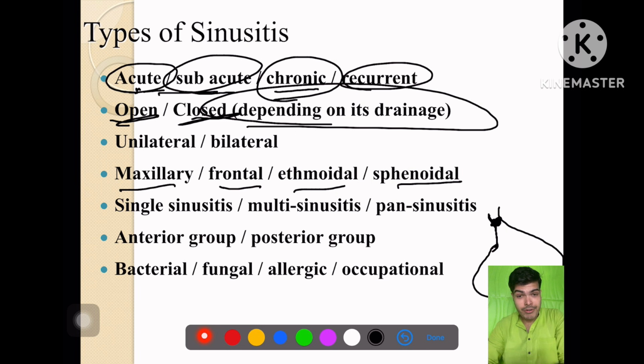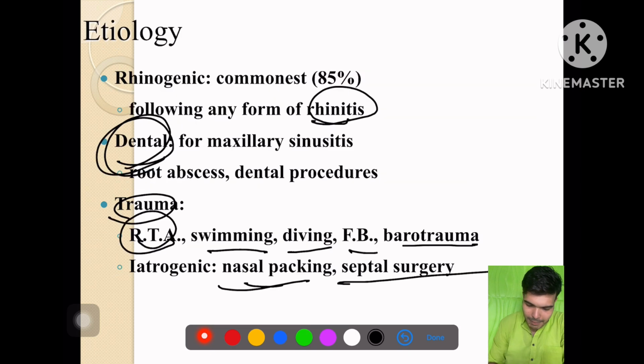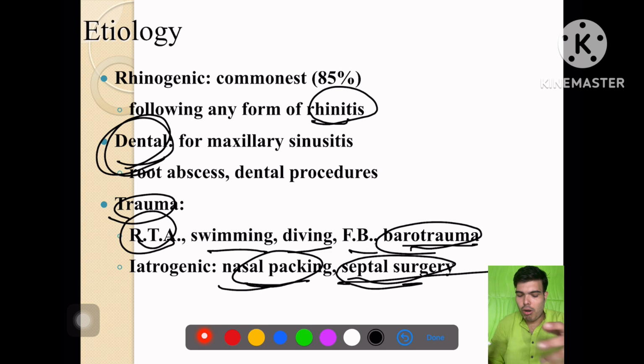And remember, recurrent sinusitis is one of the indications for adenoidectomy. Now nasal packing, septal surgery, barotrauma, all the things same. Dental procedure. Why even dental procedure? If you know the anatomy of the maxillary sinus, you know that towards your floor there is an association with the premolars and the molars. So if there's an abscess on the premolars or molars, that area will be infected and then it can go to the maxillary sinuses. It can also be hematogenous, but hematogenous is slightly rare; it's local.